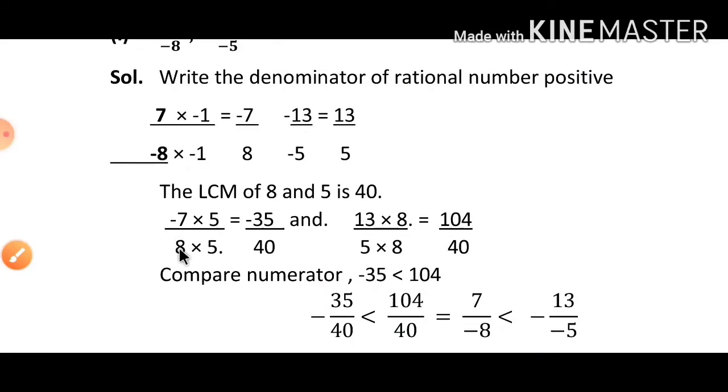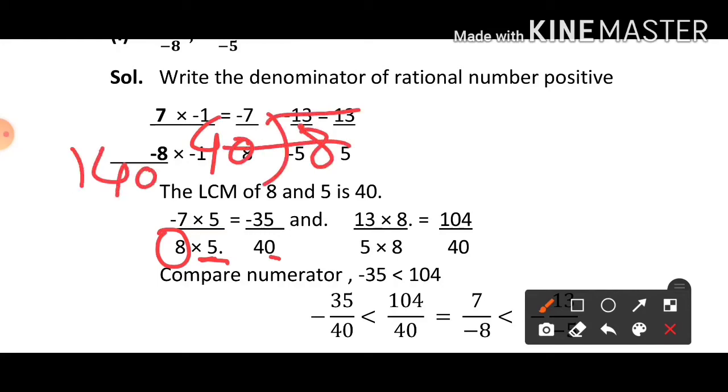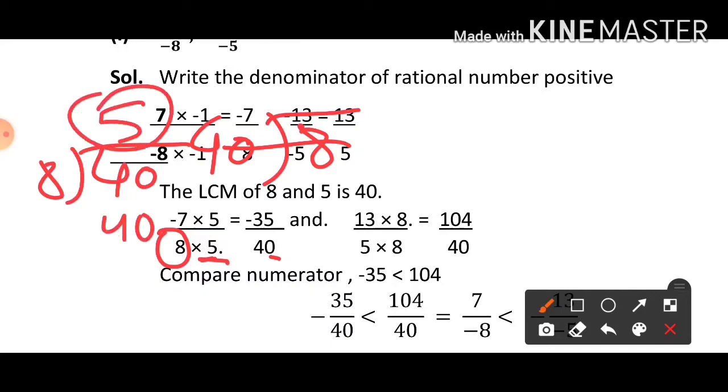So now see that in 8, by which number should we multiply to get 40? We will multiply by 5 in both numerator and denominator. Or if you want to find by which number we should multiply 8 to get 40, divide 40 by 8. So 8 5s are 40. It means you have to multiply it by 5, so that you will get the answer as 40.